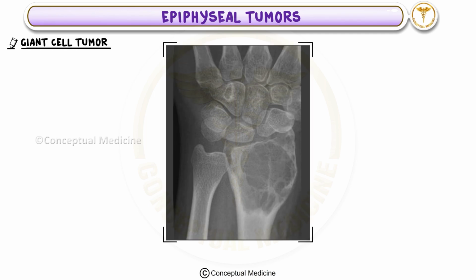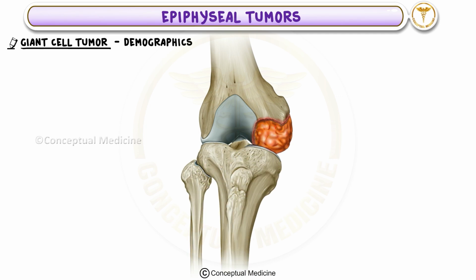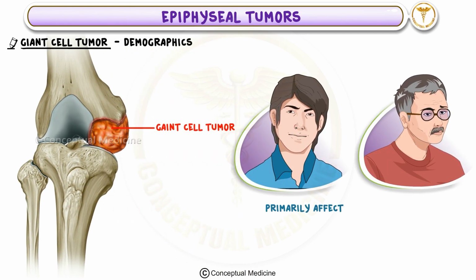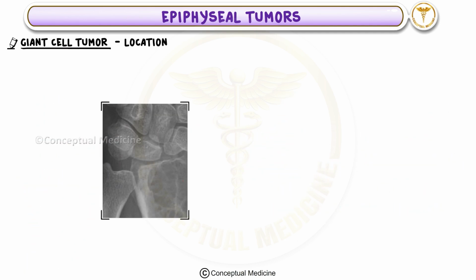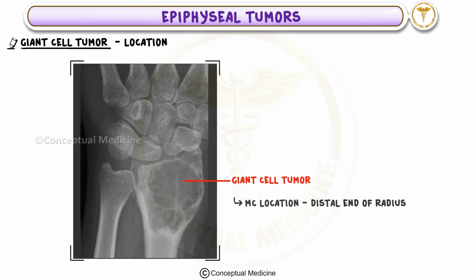Giant cell tumor, GCT. Demographics. Unlike chondroblastoma, which occurs in children, GCT primarily affects middle-aged adults, typically between the ages of 20 and 40 years. Location. Most common location is distal end of the radius. It can also occur in other long bones.